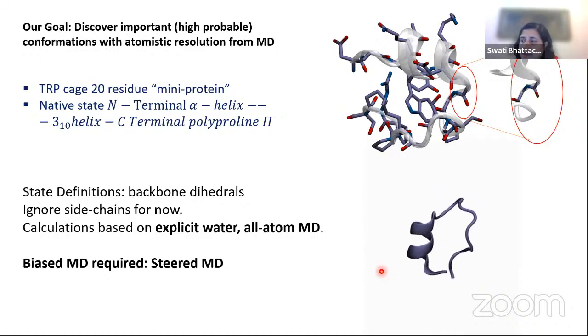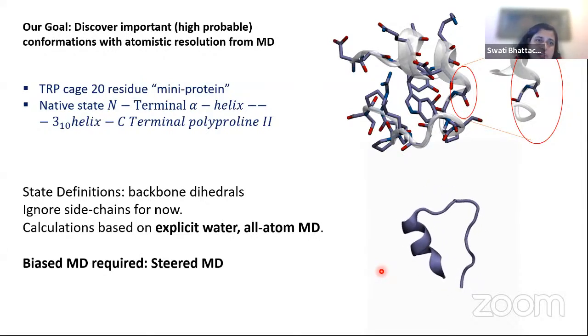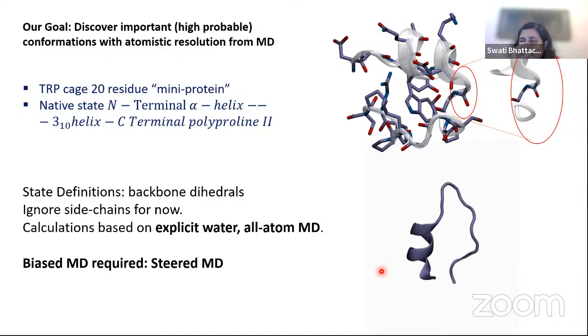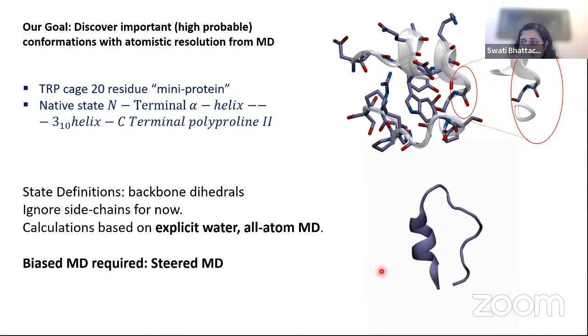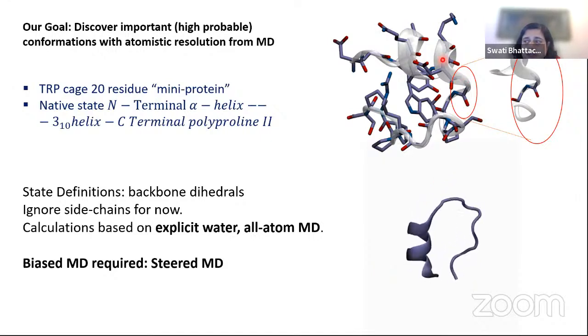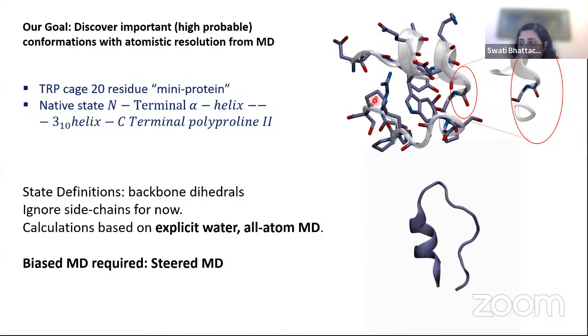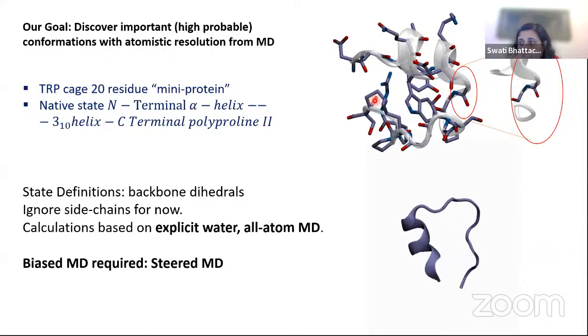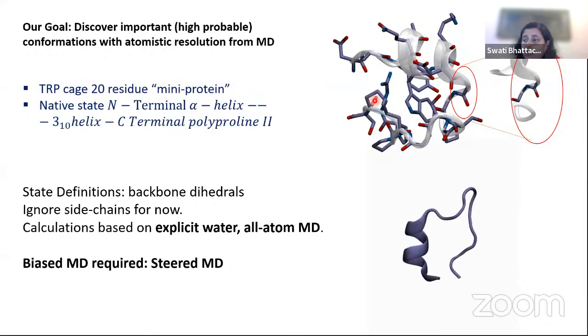As my example system, I have this 20 residue mini protein, the TRPKH molecule. It has secondary structure elements and is stabilized by some long range interactions. There's also a loop over here that can fold, bringing distant parts together. So can we take a local approach over here?